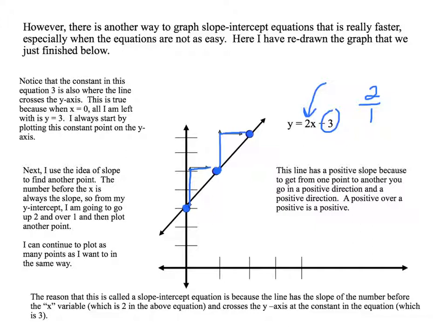Now once again, we talked when we were talking about slope. Remember, this line has a positive slope because to get from one point to another, you go in a positive direction and another positive direction. The reason that this is called a slope-intercept equation is because the line has the slope of the number before the x. Once again, it has the slope of 2. And it crosses the y-axis at the constant. In this case, it is a plus 3, which is why we call this the slope-intercept form of the equation.